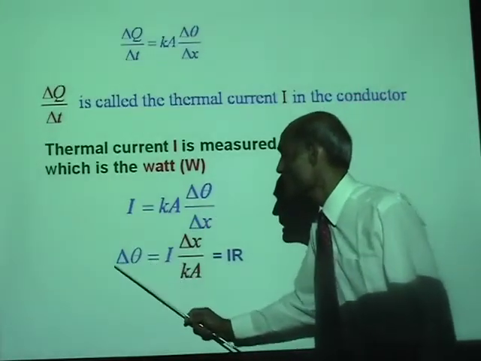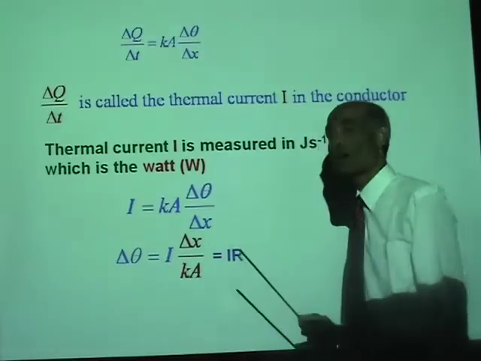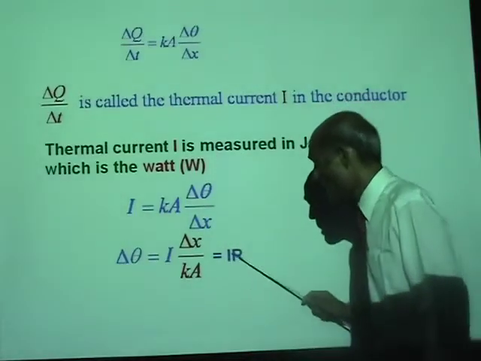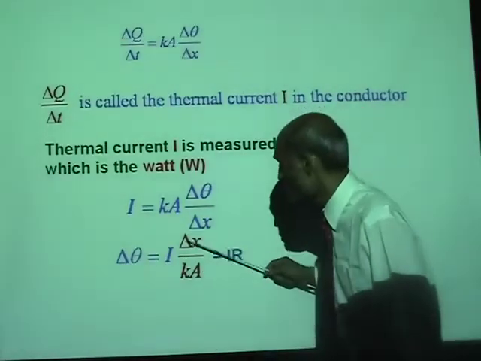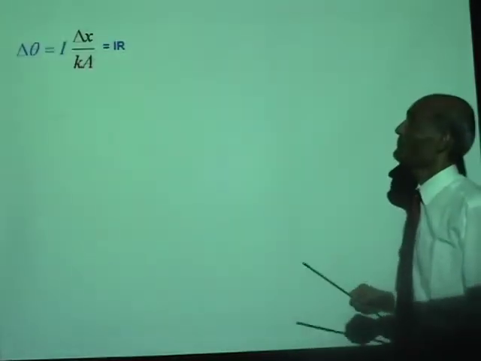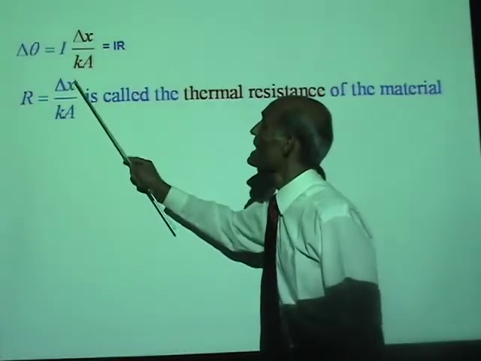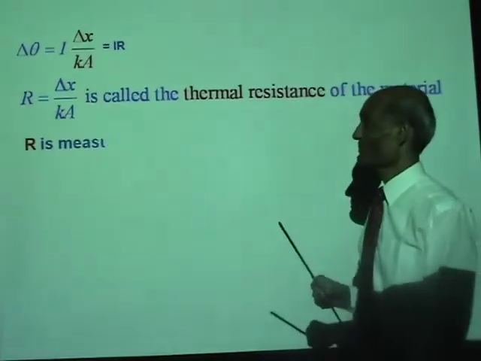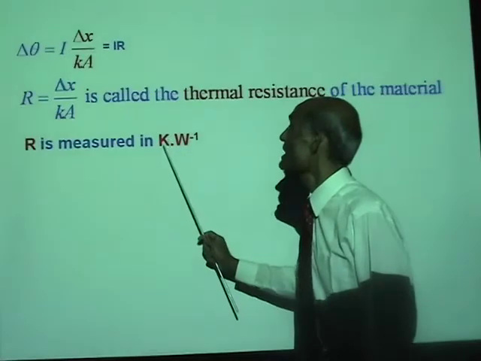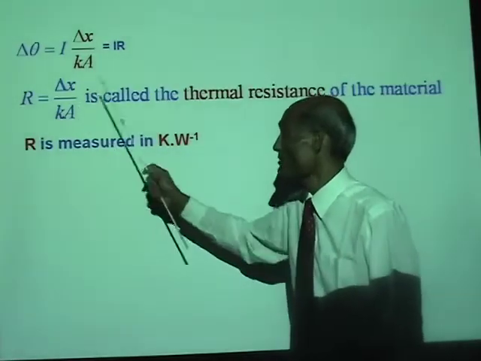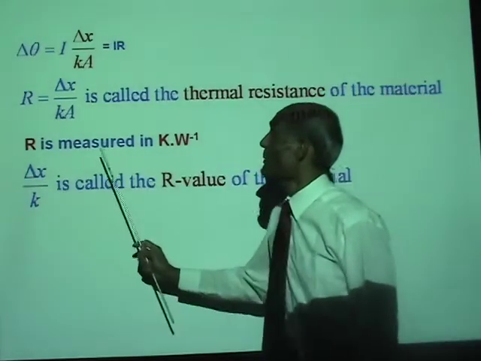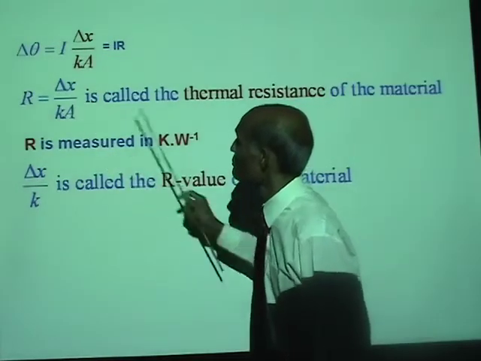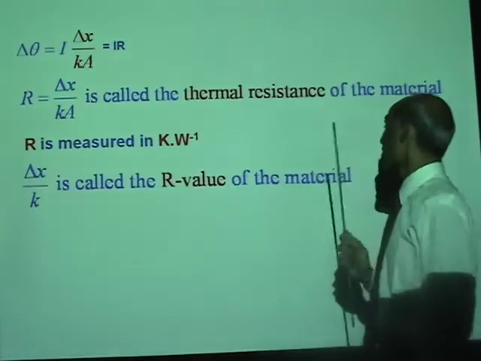So look at the equation we have. Delta theta equal to I times R, where I is the thermal current, which is delta Q by delta T, and R is the thermal resistance, which is delta X divided by Ka. Alright? So R equal to delta X divided by Ka is called the thermal resistance of the material. And that R is measured in Kelvin per watt. You can figure it out from there. Now, delta X divided by K, look at that. Delta X divided by K, without using that A, is actually called the R value of the material.